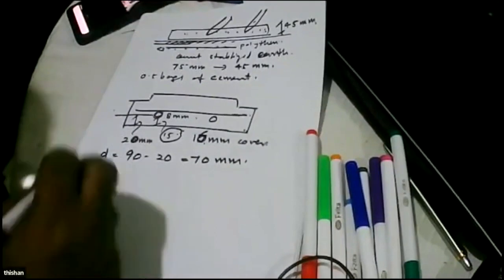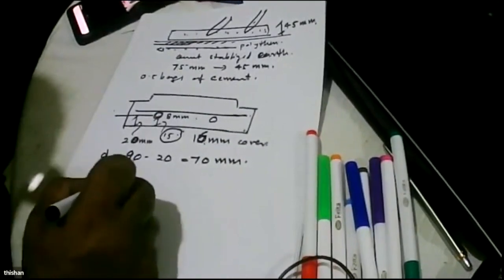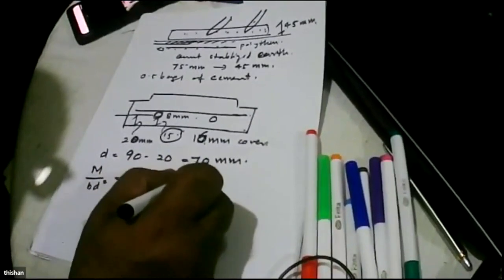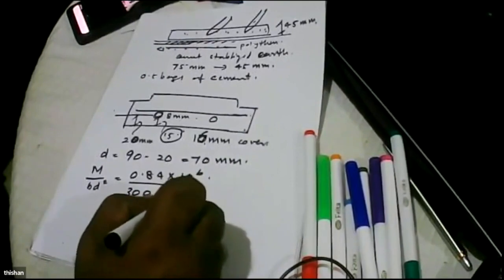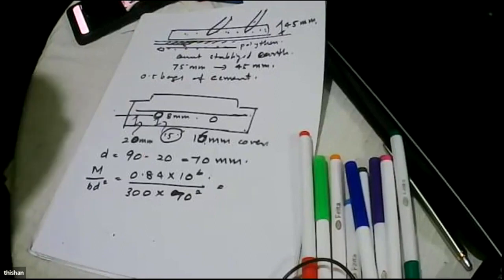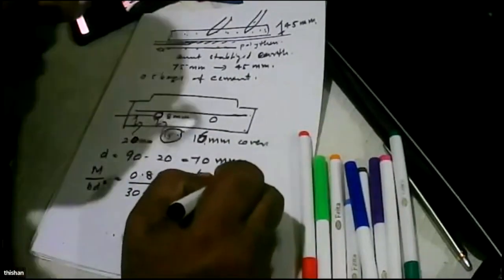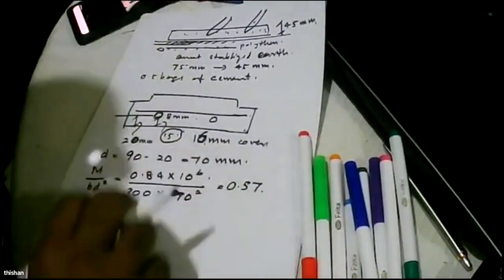Right. Now I can find MOBD squared. 0.84 into 10 to the power 6. Breadth 300. Depth 0.70 squared. What is the answer? 0.57. Is it? 0.57. Yes.